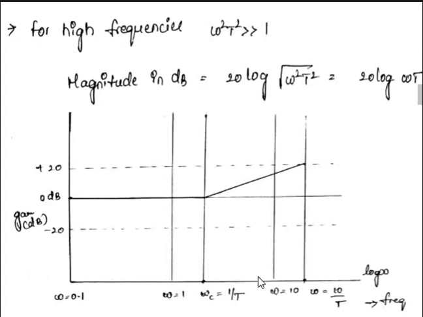So up to the corner frequency, here also it is the same. Either the given function has a zero or a pole, up to the corner frequency it is the same: the 0 dB line is constant. After the corner frequency only, there is a difference. If the given function has a simple pole, it is 20 dB decreasing per decade; if the given function has a simple zero, 20 dB increasing per decade.